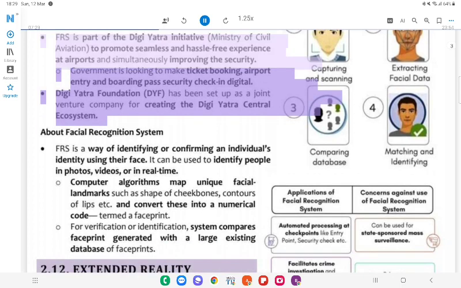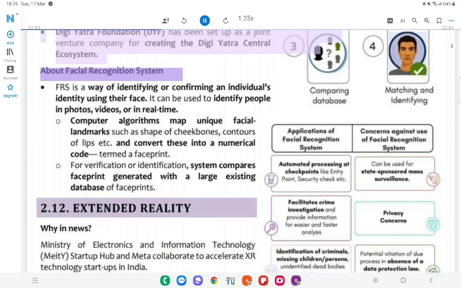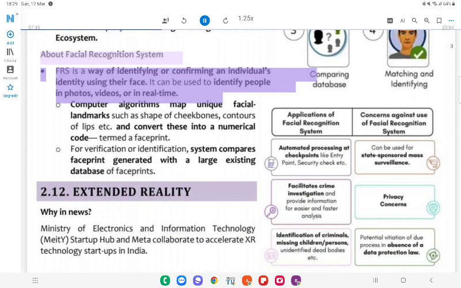The government is looking to make ticket booking, airport entry and boarding pass security check-in digital. Digi Yatra Foundation, DYF, has been set up as a joint venture company for creating the Digi Yatra Central ecosystem. About facial recognition system: FRS is a way of identifying or confirming an individual's identity using their face. It can be used to identify people in photos, videos, or in real time.